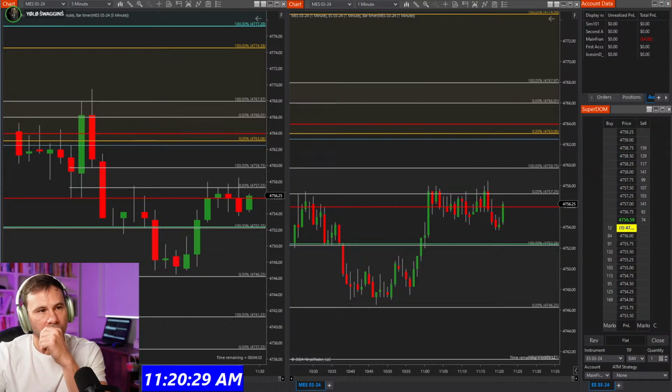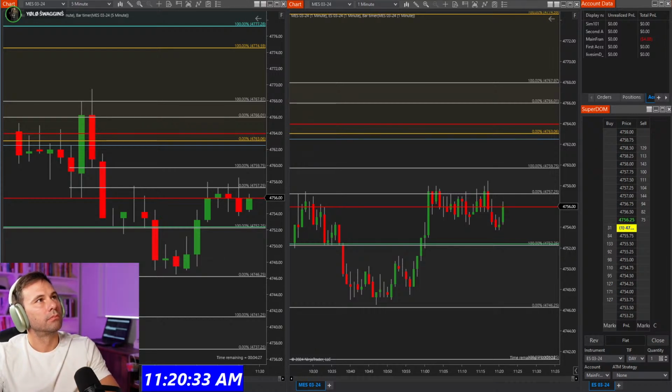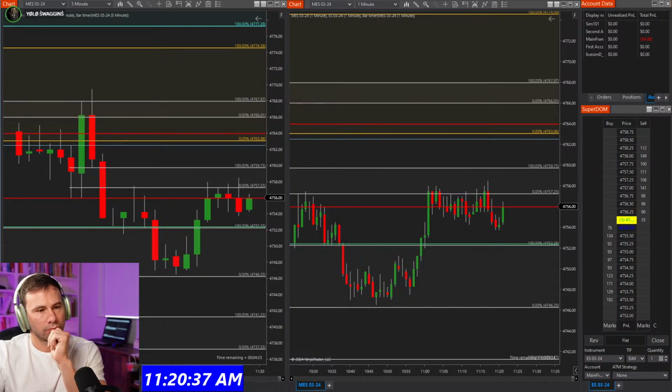VIX looks like it's trying to put in a bear flag on the 5 minute. Wondering if we don't get this pop through 610. I'd like to be long, but it still just trickles down. I don't know.